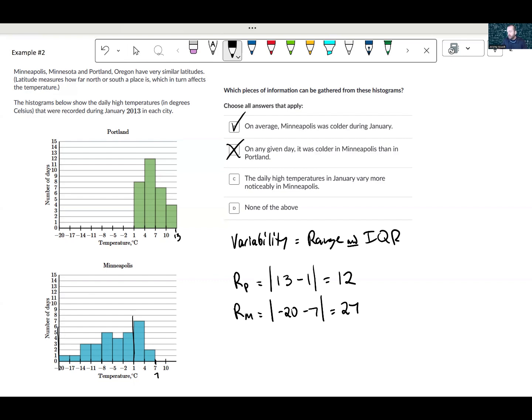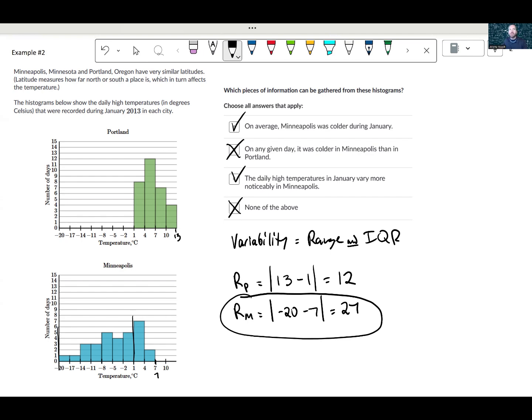So now this says the high temperatures vary more in Minneapolis. So we're saying Minneapolis greater than Portland. And that is a true statement. The range from Minneapolis is greater than that in Portland. And then, of course, it can't be D because we did get an answer C there.